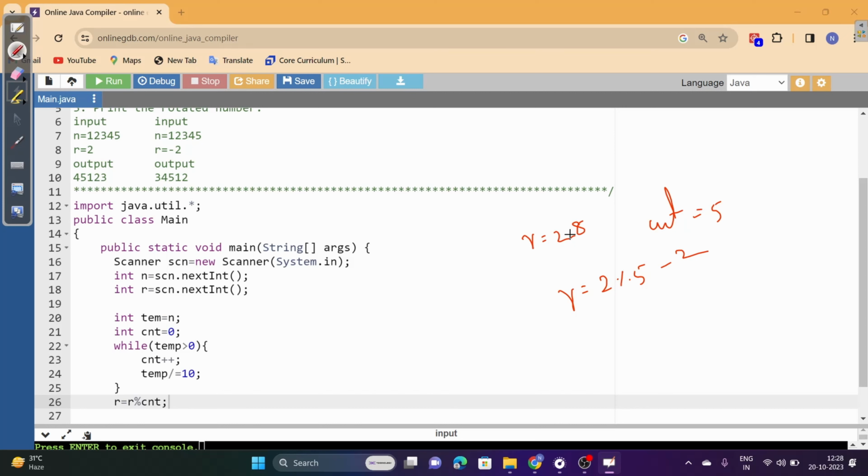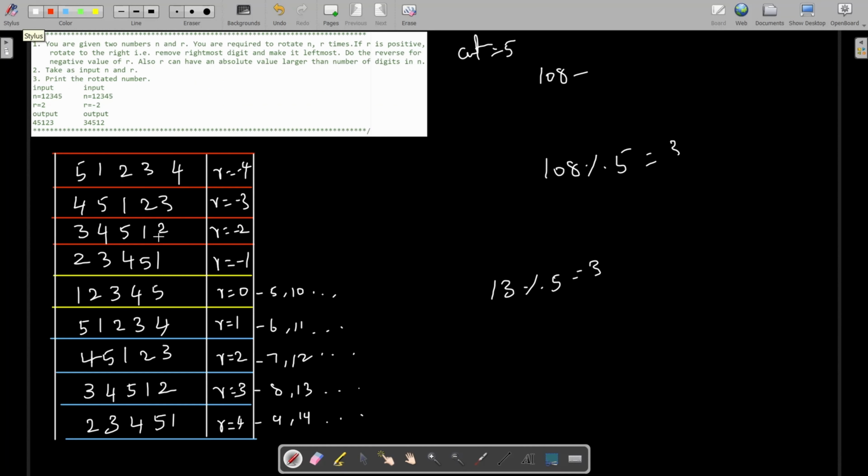But suppose your rotation is greater than your count, let's take your rotation is equal to 28. In this case 28 mod 5, you will get the remainder 3. So the third rotation is equal to your 28th rotation. So it will work fine. After that, let's go to the board here.